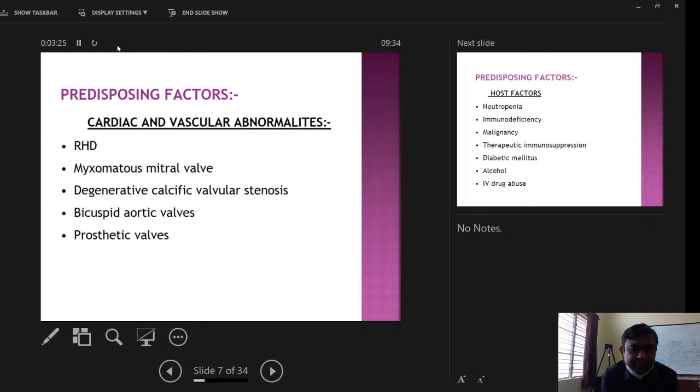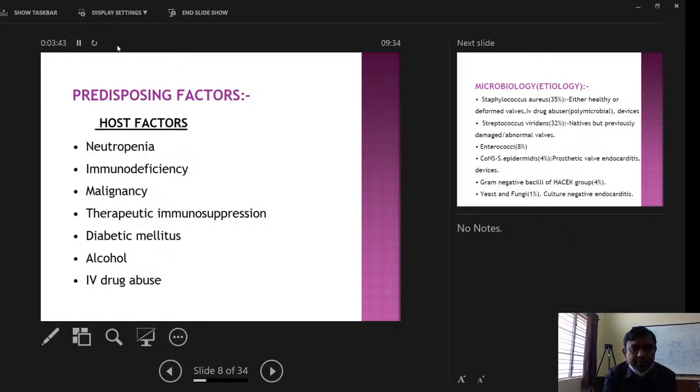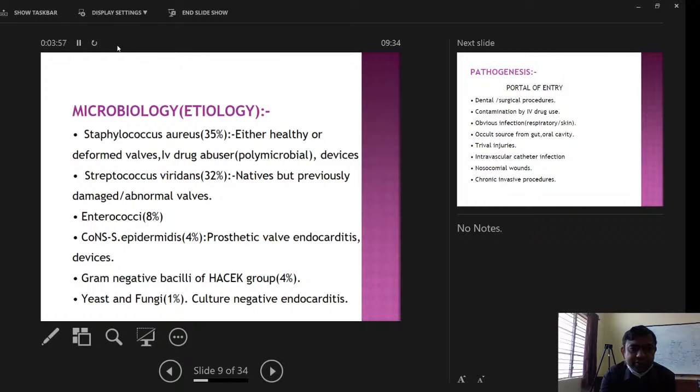The predisposing factors for infective endocarditis: most common in India and developing countries is rheumatic heart disease, followed by myxomatous mitral valve disease, degenerative calcific valvular stenosis, bicuspid aortic valves and prosthetic valves. Host factors are mostly immunodeficiency status, that is neutropenia, immunodeficiency, malignancy, immunosuppression, diabetes, alcohol, IV drug abuse. These are the predisposing factors which may lead to infective endocarditis.